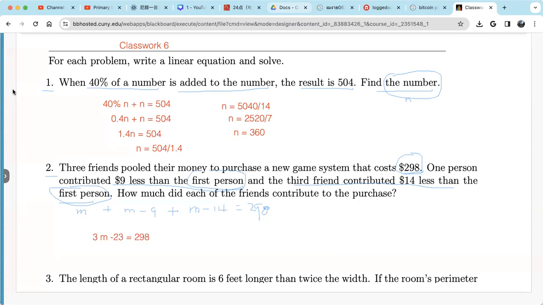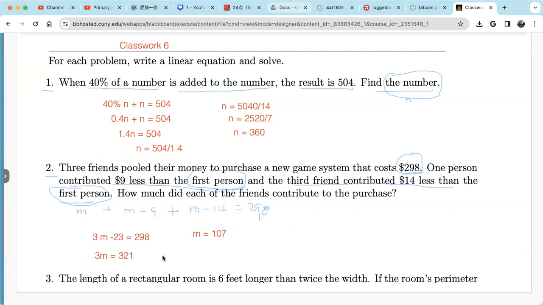So we add 23 on both sides. So 298 plus 23. How do I calculate that? You see 298 is 2 less than 300. So borrow 2 from 23, so I have 21 left, so that's 321. So M equals 321 divided by 3, I got 107.